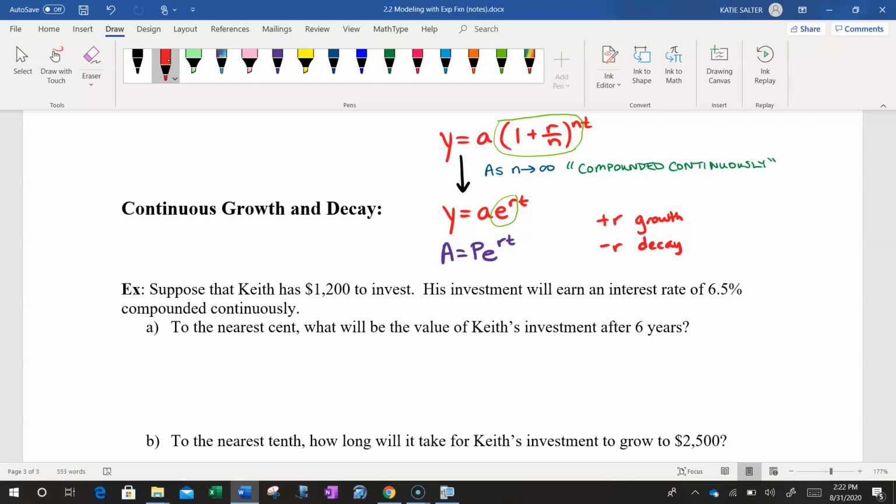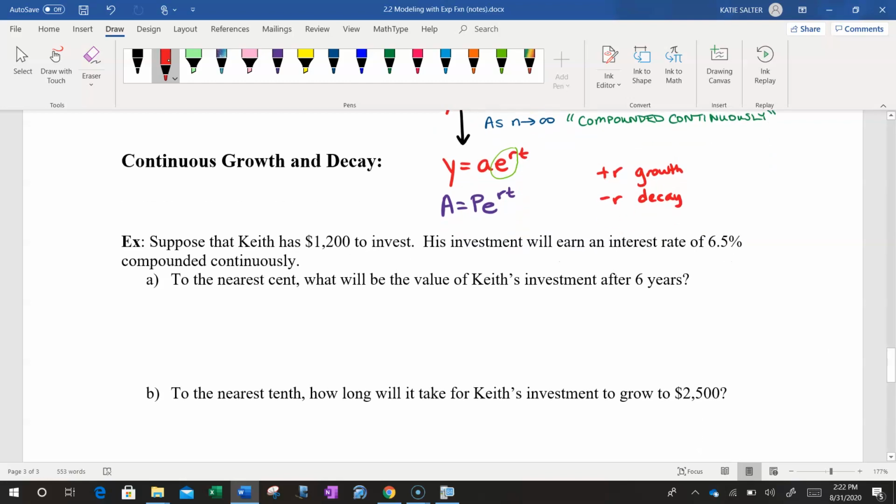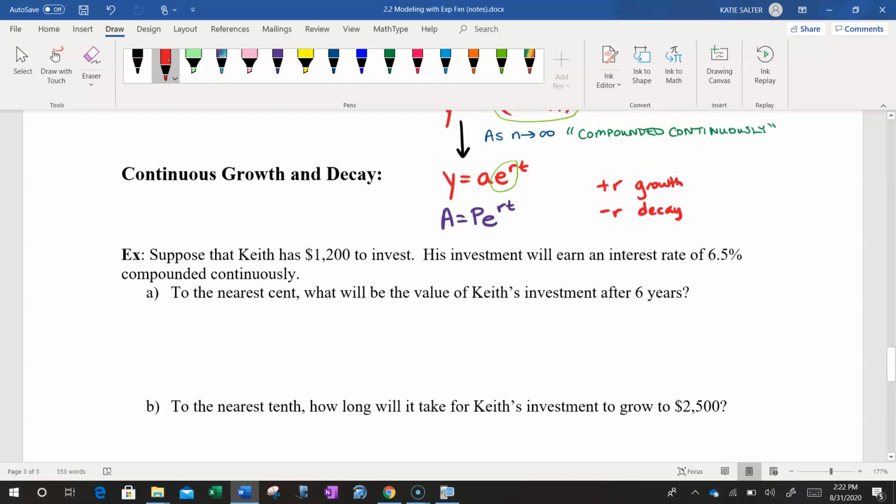All right, last problem. Suppose that Keith has $1,200 to invest. His investment will earn an interest rate of 6.5% compounded continuously. Those are the key words. It didn't say monthly. It didn't say weekly. It didn't say semi-annually. It didn't say quarterly. It said continuously. So as soon as you see that word, that means it's being compounded every second of every day. So that's n is infinity, and we can't substitute that into our compound formula. So we have to use this PERT formula.